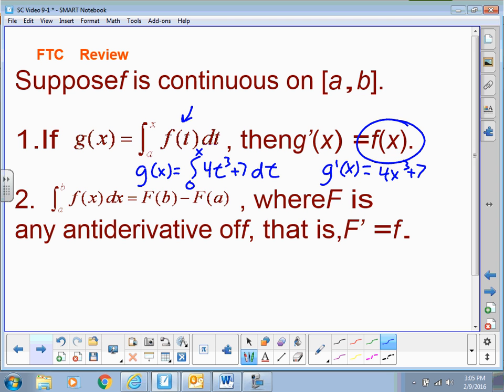And essentially, what that first part is saying is that the derivative and the integral are just undoing each other. That's why we get the same thing back. And the second part is saying if we take our antiderivative, we can sub in our b value and then subtract our antiderivative with our a value. And what that gives us is the area under the curve. And now these things are only true if f is continuous on our interval from a to b.